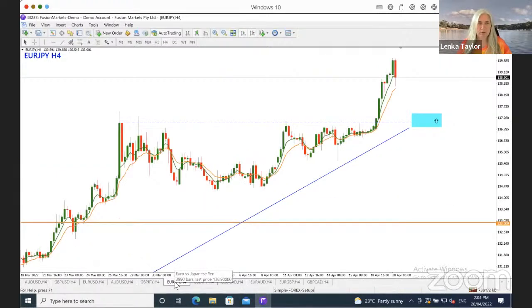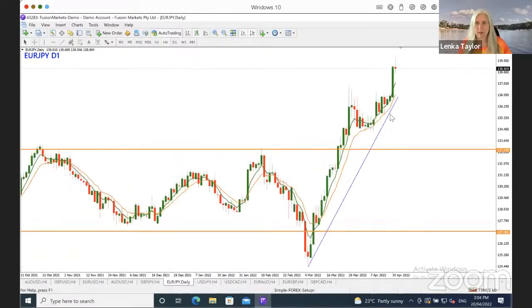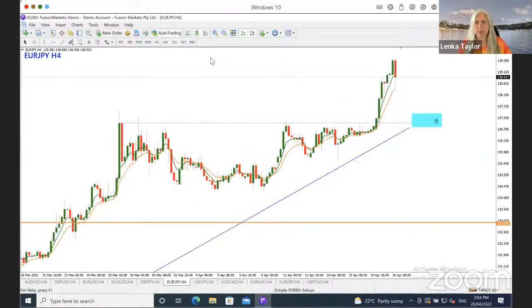On EURJPY, again, this is still looking like going up. So looking for long opportunities as long as it's still in that trend. So looking for any pullback down to the EMA or to the trend line, and then looking for a reversal pattern to take a long position.